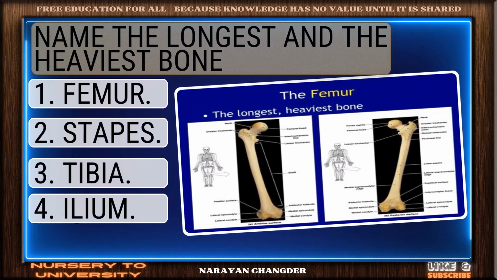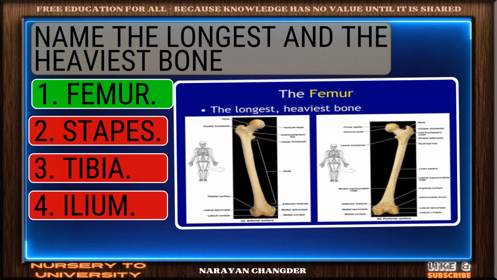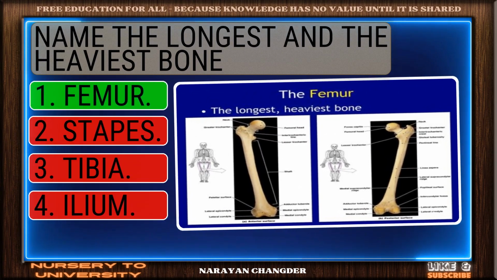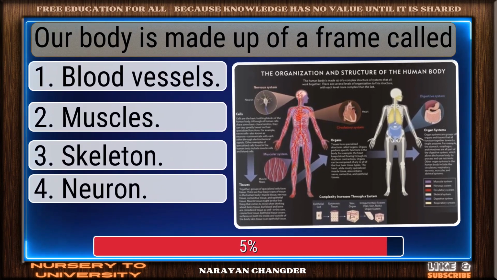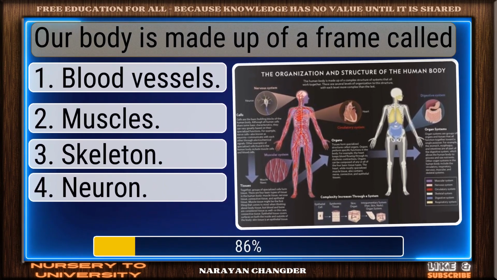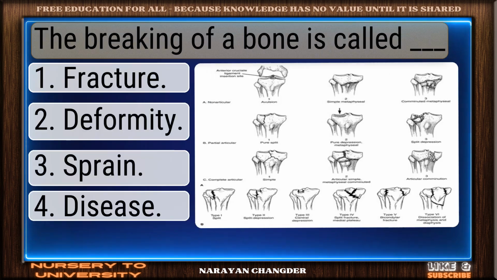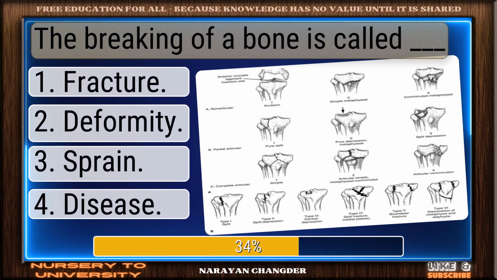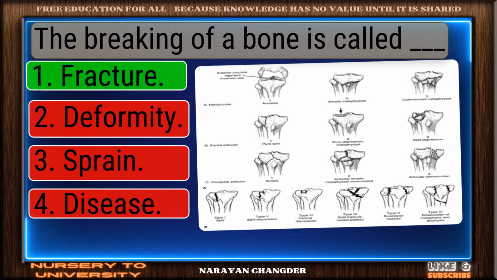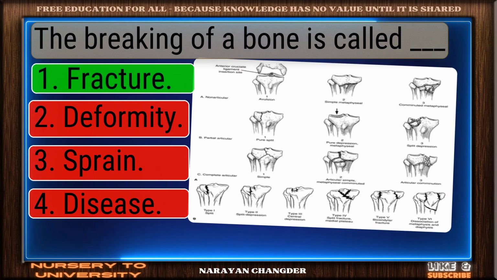Name the longest and the heaviest bone. Strong choice. Femur is the right answer. Our body is made up of a frame called. Valid point. Skeleton is true. The breaking of a bone is called dash. Right again. Fracture is a valid answer.